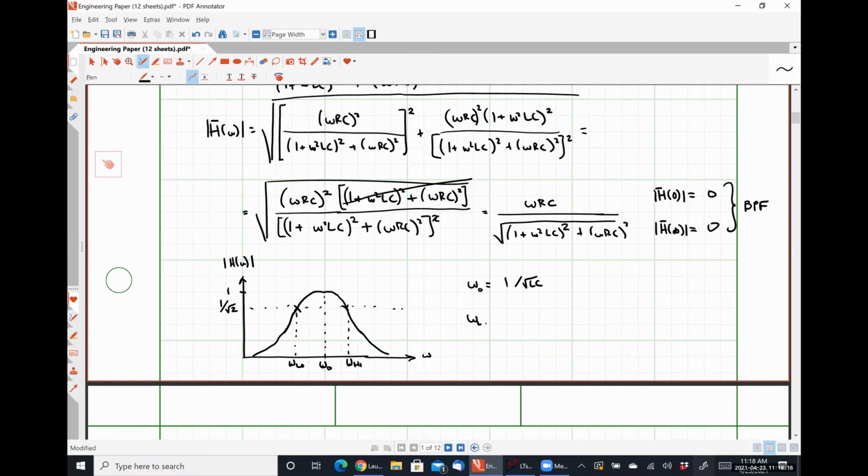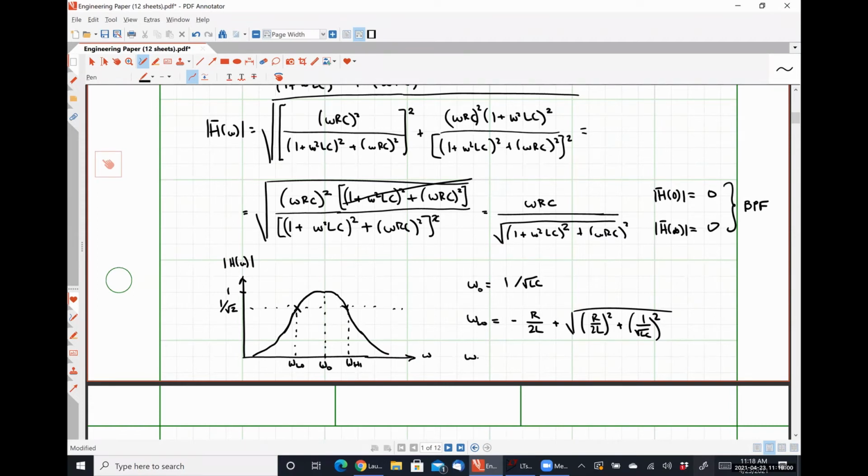Omega low, not going to derive it, but it is negative R over twice L plus the square root of (R over twice L) squared plus omega naught squared, where omega naught is one over the square root of LC. This hopefully looks pretty familiar, right? For a series RLC circuit, alpha was R over 2L. So this is really just giving you one of your eigenvalues, your S values, if this were an overdamped system.